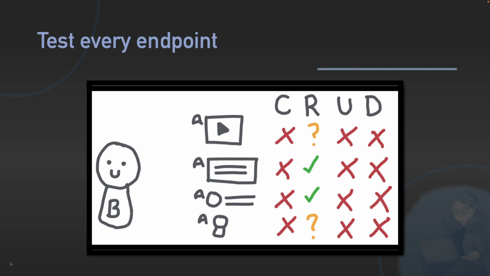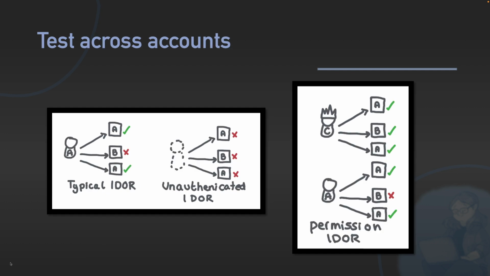And this gets a bit complex when we think about it, but all I've told you in the past is test every endpoint. Test every CRUD functionality, every single functionality, see if you can do something across accounts, and that's really important, because if you're able to do something to your own account, that's not an IDOR. It's only an IDOR when you can do it to another account. And I described these three types of IDORs: typical IDOR, unauthenticated IDOR, and permission IDORs. So what this is going to help with is essentially the typical and unauthenticated IDOR.